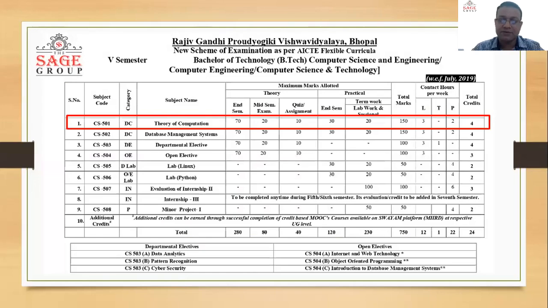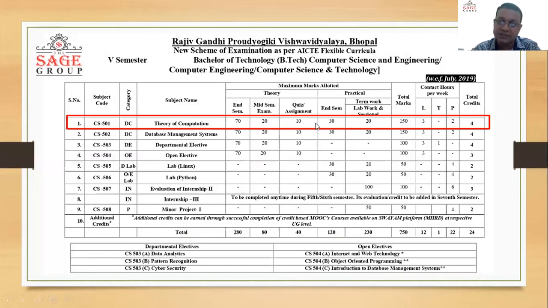This is the scheme of the subject, in which the subject code of theory of computation is CS501, and in total this subject contributes 150 marks in the results. How is this 150 marks distributed? So the end semester exams, the main RGPV exams, will comprise 70 marks. Mid semester will be of 20 marks, and quiz and assignment will be of 10 marks.